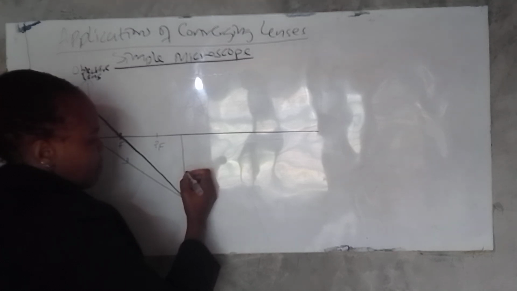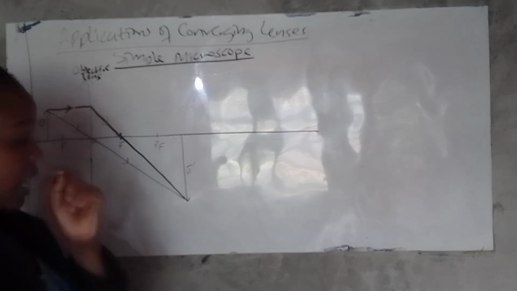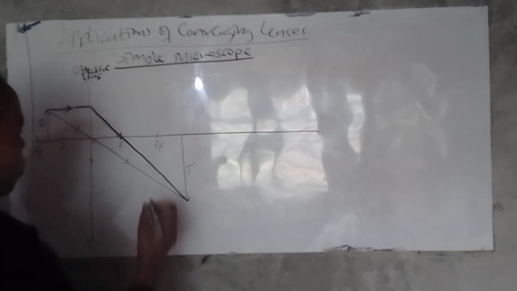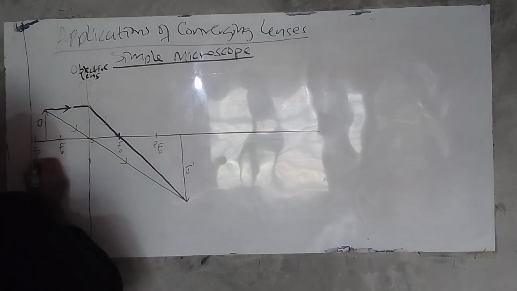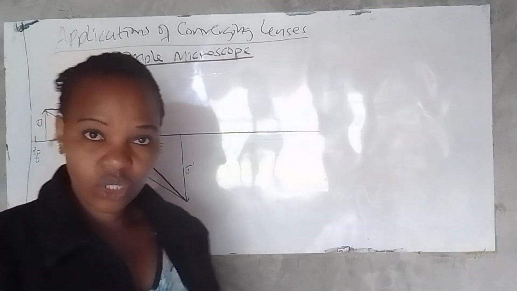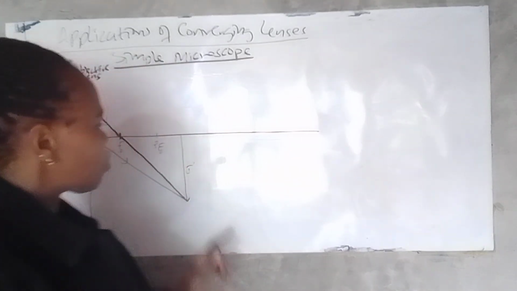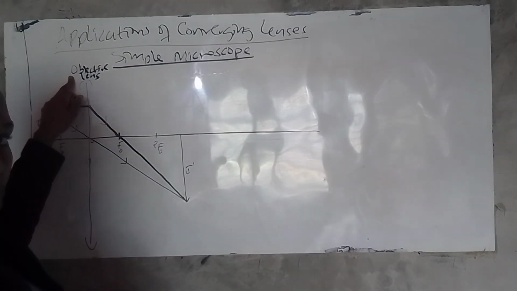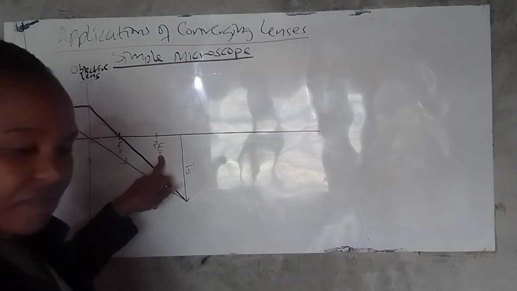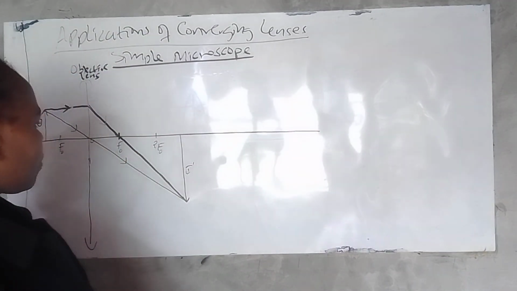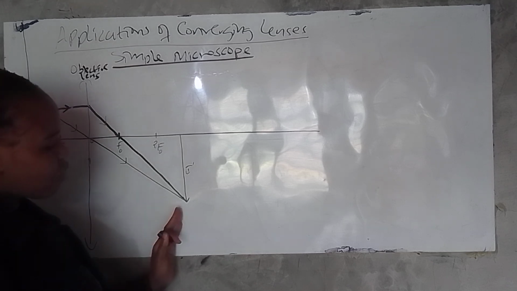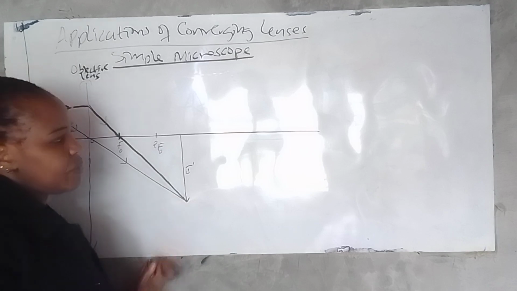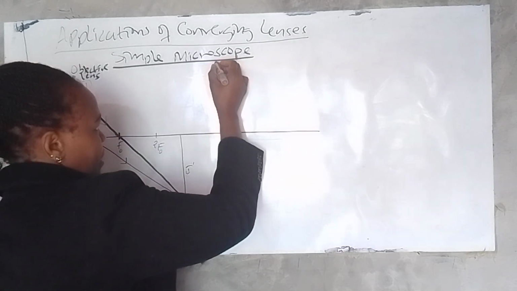Let me call this image I prime. And to avoid confusion, I'm going to call these 2F naught, F naught, F naught, 2F naught. Why? Remember, we are using two converging lenses. So naught stands for the objective lens, or the principal focus and center of curvature of the objective lens. Now, let me put my second converging lens somewhere close to the image. Then I come with my second lens.